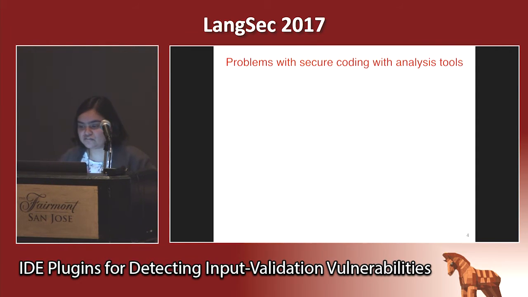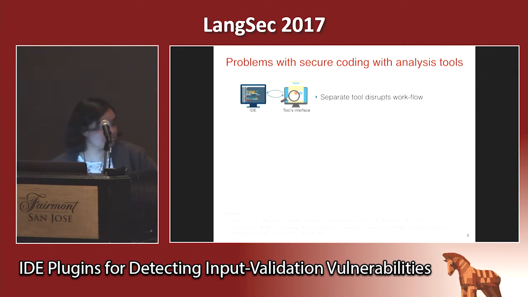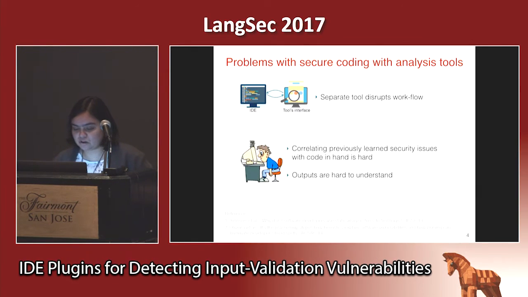We know there are a lot of static and dynamic analysis tools available. So what's the problem with using those at the coding phase? Previous studies showed that some developers are concerned that if they need to use a separate tool to do the analysis, it disrupts their workflow. They need to move back and forth between their IDE and the tools they use to check security flaws. There were also complaints that correlating previously learned security issues with the code in hand is hard, and that the outputs are hard to understand.